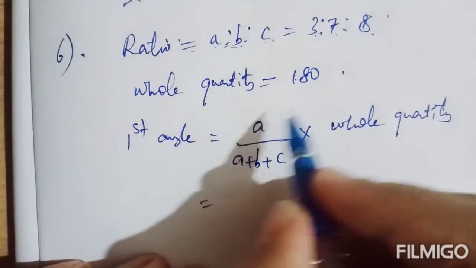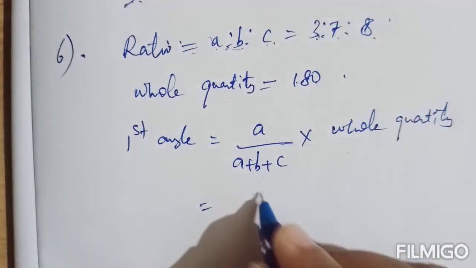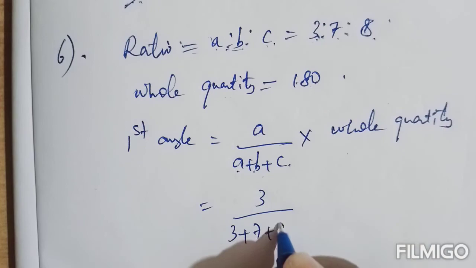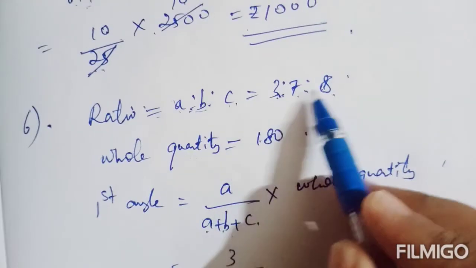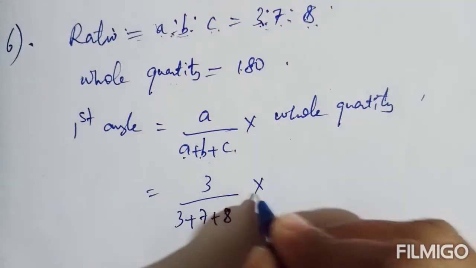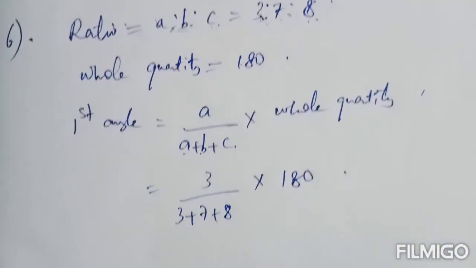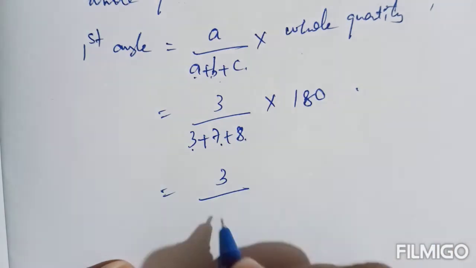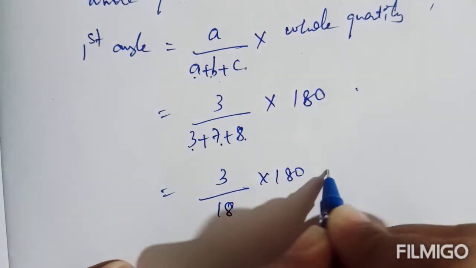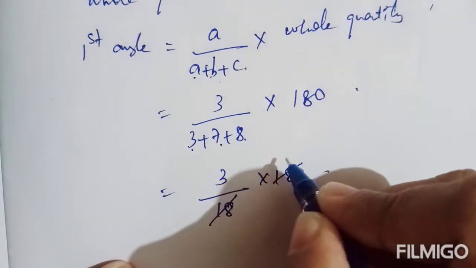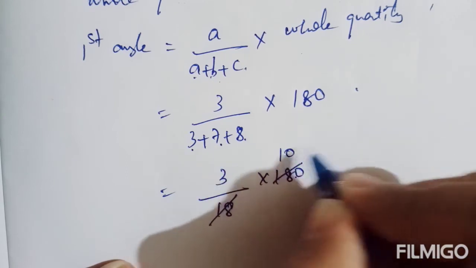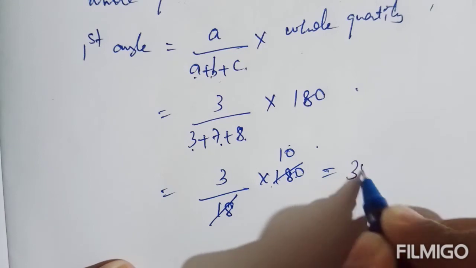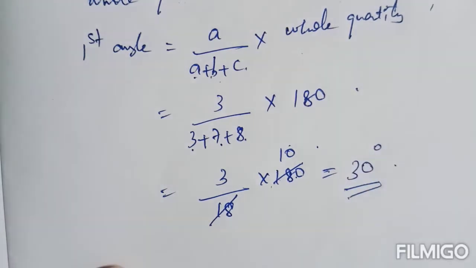Okay, so in place of A it is 3. 3 by A plus B plus C, it is 3 plus 7 plus 8. Sum of ratios we can take. A plus B plus C is the sum of ratios, into the whole quantity, which is 180. So 3 by 3 plus 7 is 10, plus 8 is 18, into 180. 18 and 180, it will go in 10. So 3 into 10, the first angle will be 30 degrees.